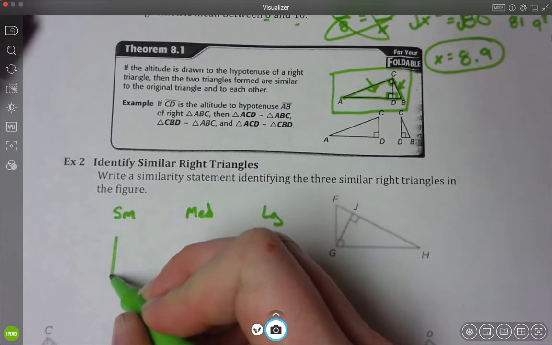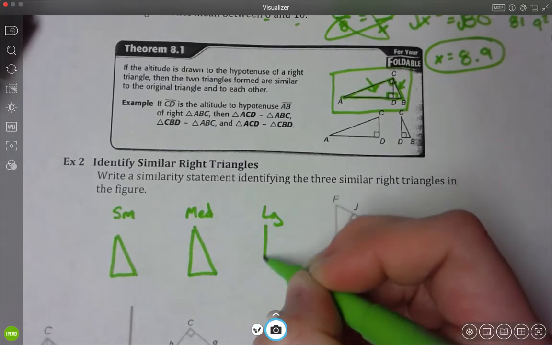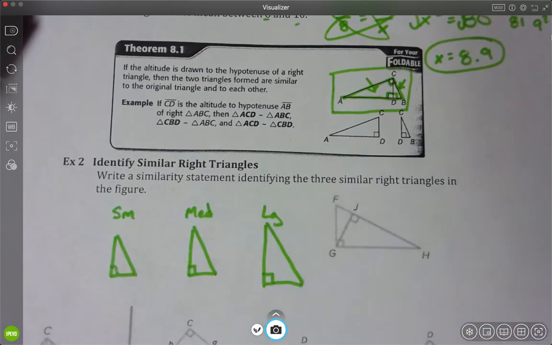Okay, so the small one, I'm going to face them all this direction. Okay, large, like this guy. Here I'm going to put my 90-degree angle in the bottom left corner, and there he is.